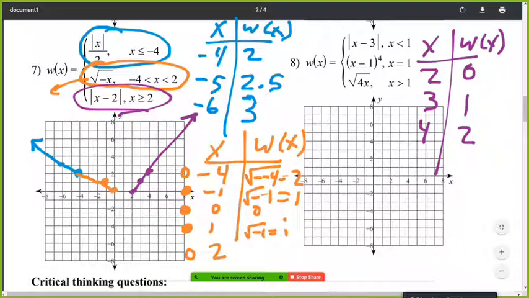w of x. Alright, if we were to graph the purple part for all real numbers, it would look something like that. But since we're only doing it where x is greater than or equal to 2, we're going to leave that part out. And there's our graph.